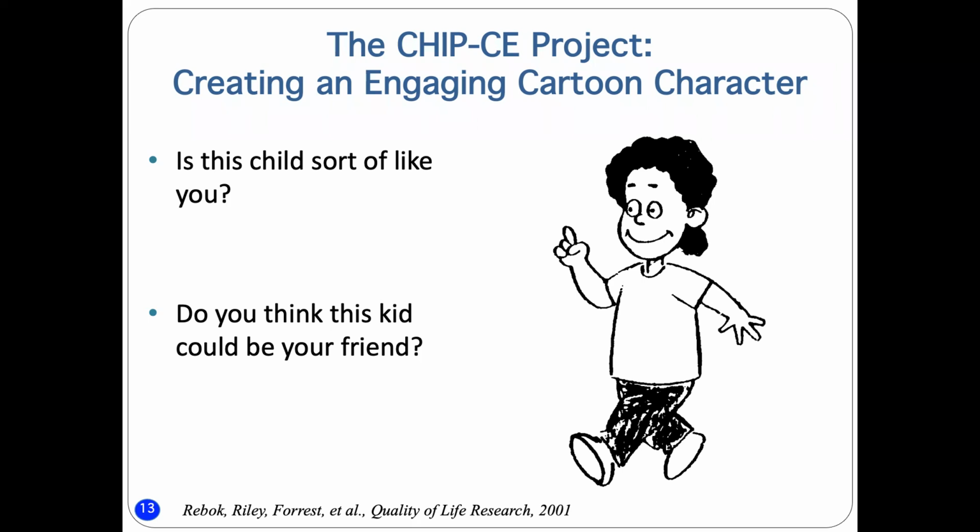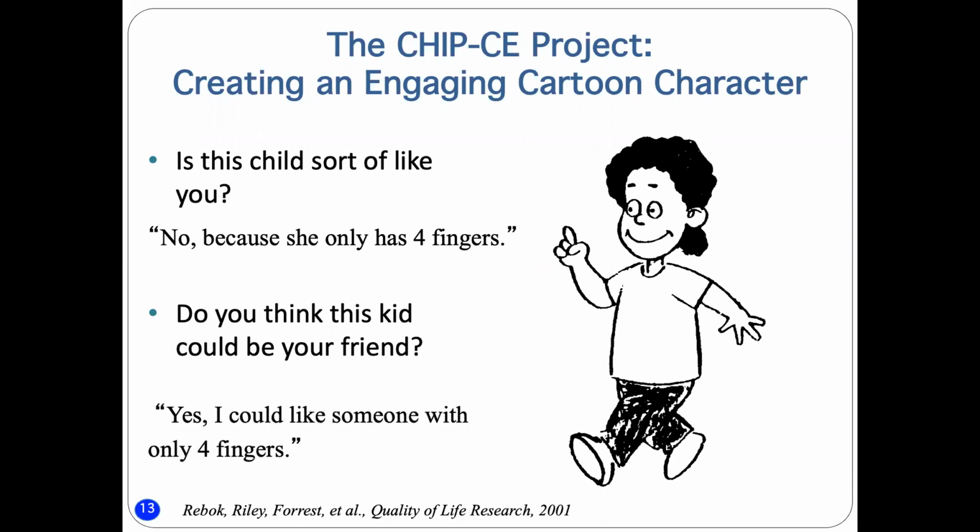We wanted a character that, regardless of what gender the child identified with, they would identify with the kid, and we called the character the kid. When we brought the kid on the road and asked children as young as age 5, 6, or 7, is this child sort of like you? The very first child that we asked this of said, well, no, because she only has 4 fingers. And then the next kid we asked, literally the second kid, is, do you think this kid could be your friend? That child said, yeah, I could like somebody with only 4 fingers.